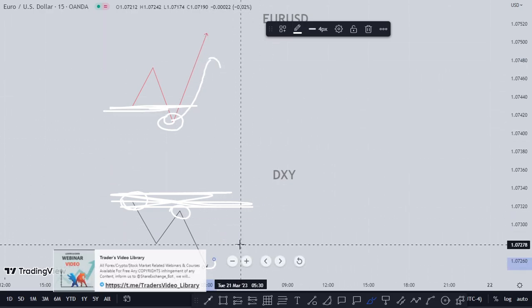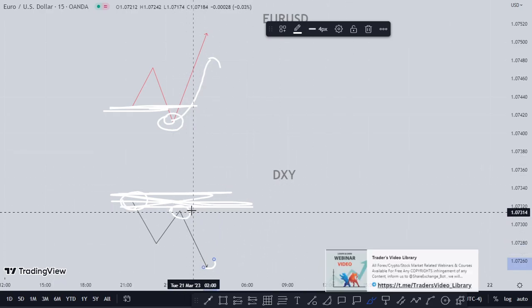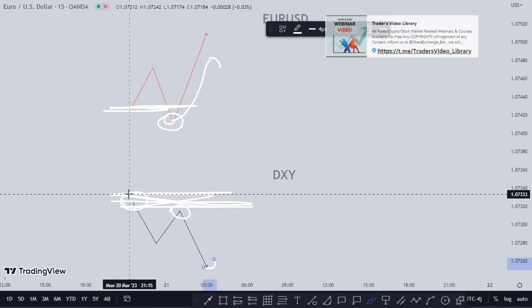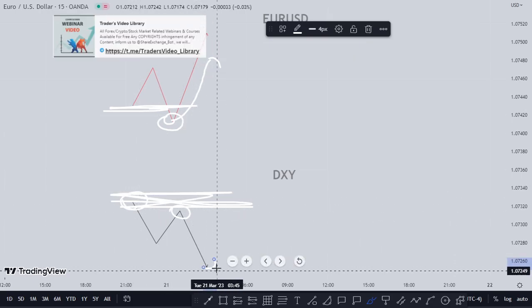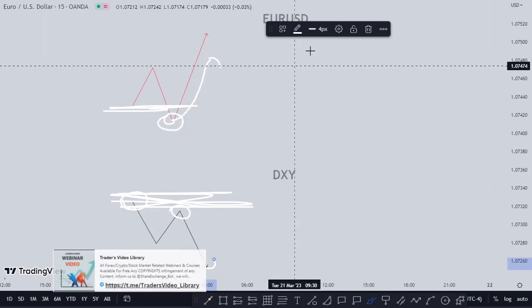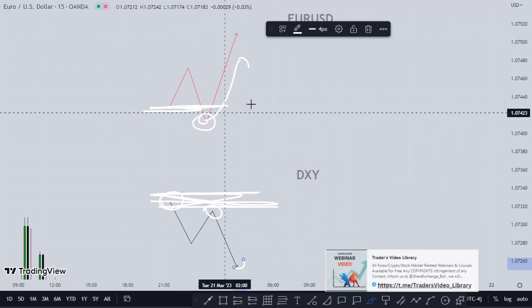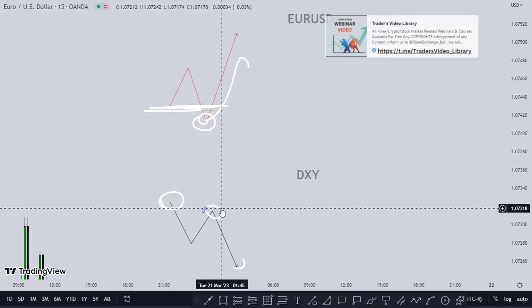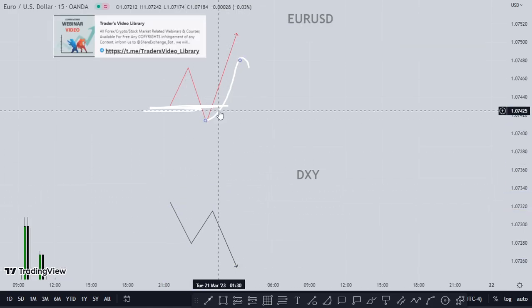They are inversely correlated pairs, and here we see that the dollar index is too bearish, so it cannot make the higher high, and it will continue going lower. And because they are inversely correlated, we know that the euro dollar will continue going higher. That's confusing, but I hope you will get it. So this is the SMT.